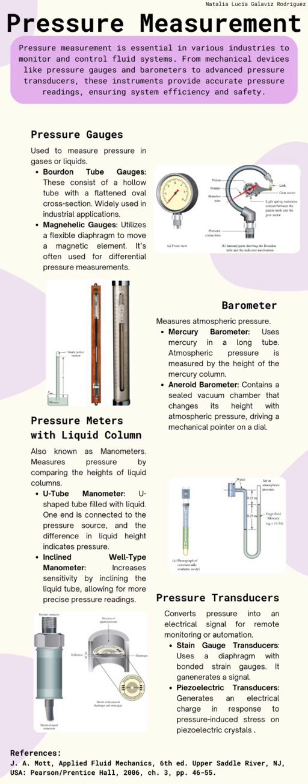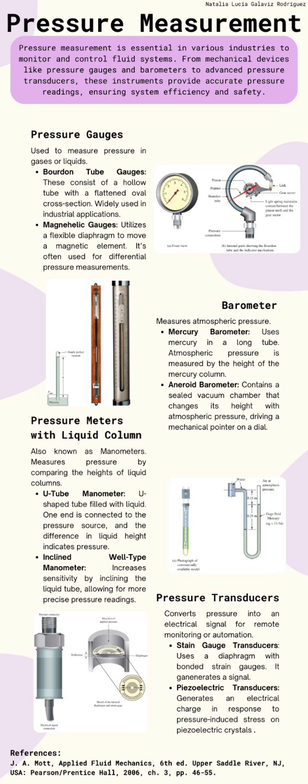This instrument is widely used in industrial applications and is the instrument that can be found in the image to the right. The other type of pressure gauge is the magnehelic gauge. It utilizes a flexible diaphragm to move a magnetic element, which in turn rotates a pointer without physical contact. This instrument is often used for differential pressure measurements.